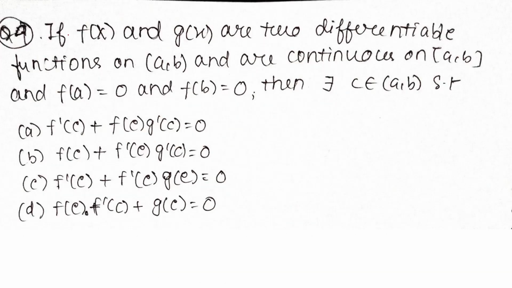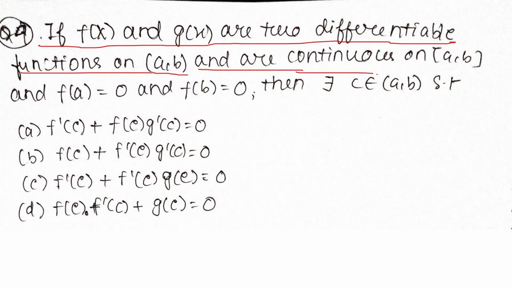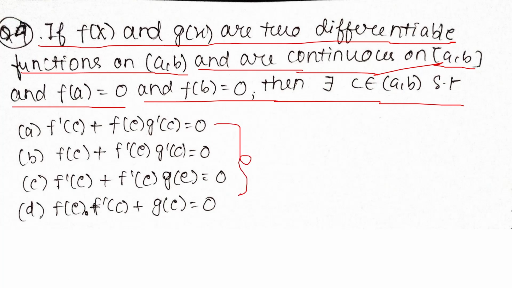What is the next question? The next question is: if f(x) and g(x) are two differentiable functions on the open interval (a, b) and are continuous on the closed interval [a, b], and f(a) equal to 0 and f(b) equal to 0, then there exists c belongs to (a, b) such that these are the options.